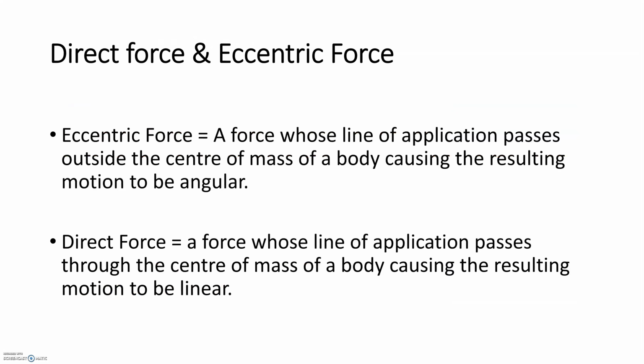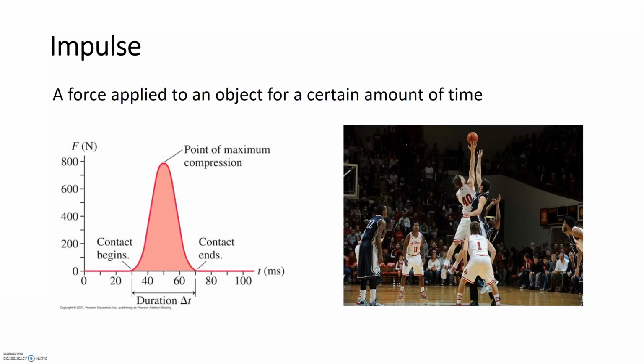Direct and eccentric force. An eccentric force is a force whose line of application passes outside the centre of mass of the body, causing the resulting motion to be angular. And a direct force is a force whose line of application passes through the centre of mass of a body, causing the resulting motion to be linear.